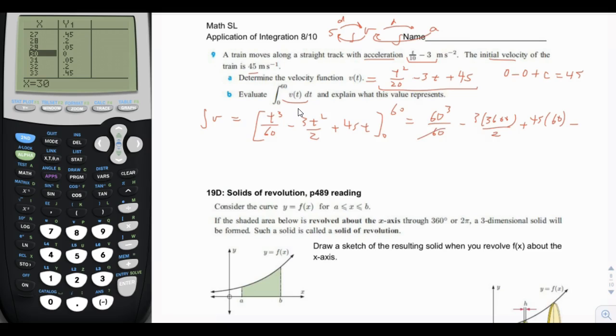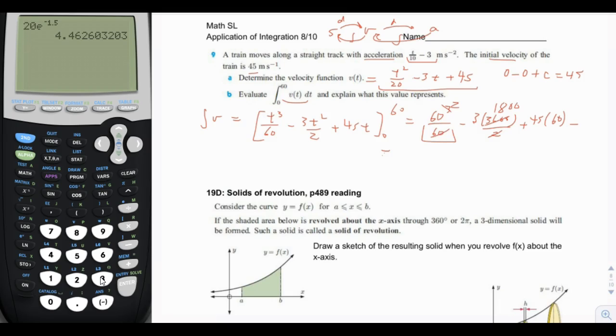So let's simplify this. It'd be 60 squared. And then this would be like 1800 divided by 2 times 3. And then 45 by 60. So let's, oops, this would be 2. So let's figure that out here. We'll get in the calculator, and we'll do 60 squared. No, yeah, 60 squared would be 3600. So this would be 3600.